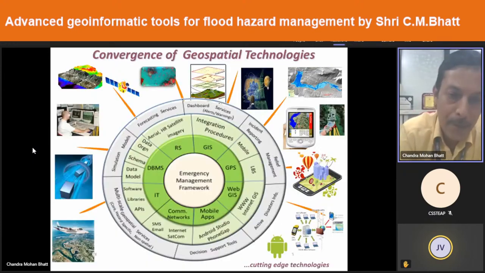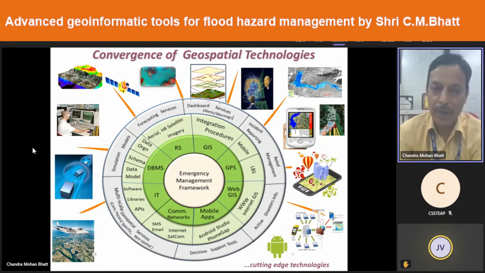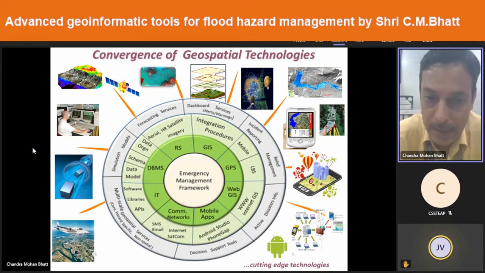So therefore, what has happened in recent years is that a number of geospatial technologies have evolved, and flood hazard and flood risk management has benefited from the emergence of these technologies. Today, we are all aware of remote sensing, GIS, GPS, web GIS, mobile apps, communication networks, IT, and database management systems. All these are now a part of our flood emergency management framework.